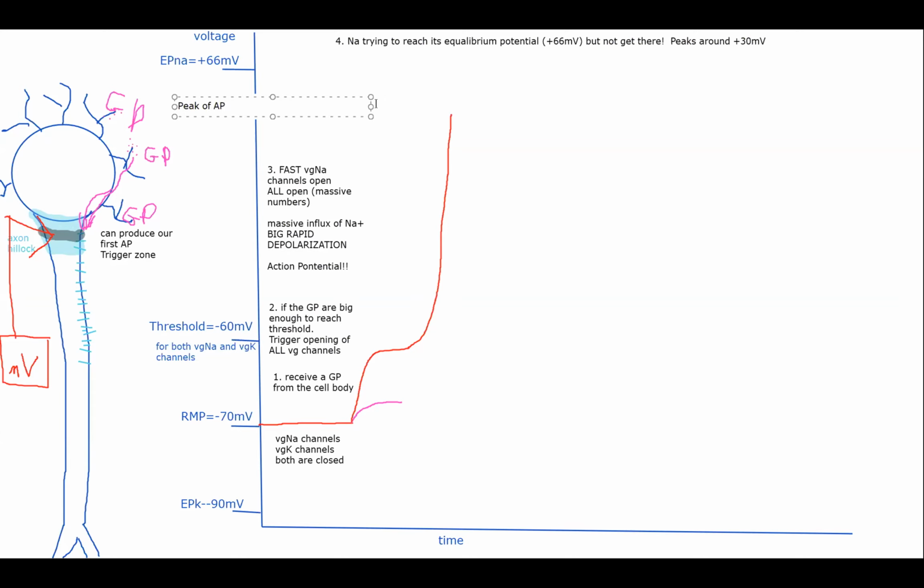And that peak of the action potential, the fifth and final number you need to know, is right there, and it equals positive 30 millivolts.